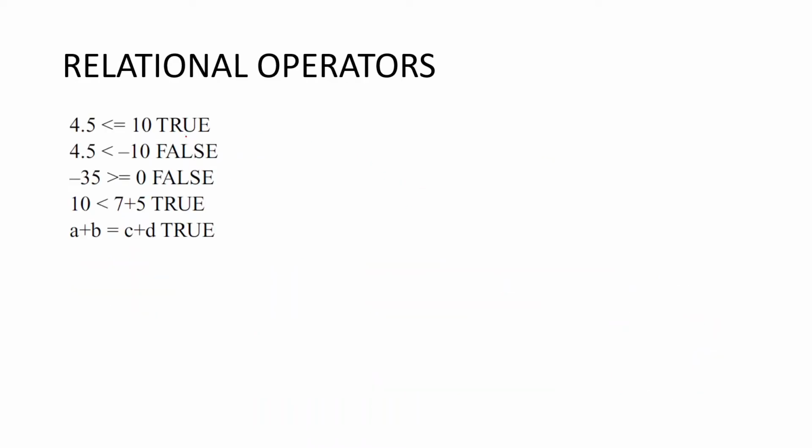You can check this: 4.5 less than or equal to 10. Yes, it is less than 10, so it is true. 4.5 less than minus 10 is false. Minus 35 greater than 0 is false. 10 less than 7 plus 5: 7 plus 5 is 12, and 10 is less than 12, so it is true. A plus B is equal to C plus D might have prior values, and let it be true. So a true value is evaluated as 1 and a false value is evaluated as 0.